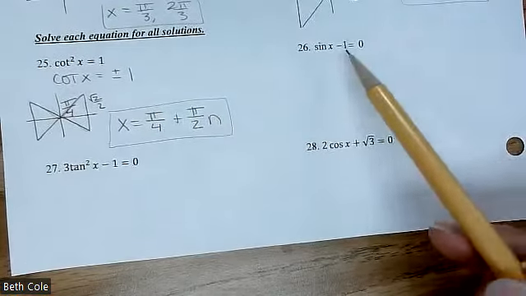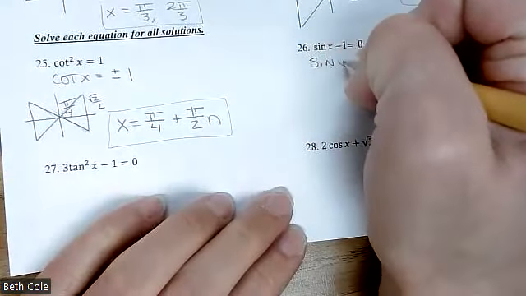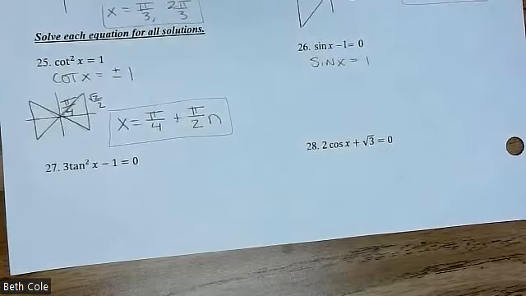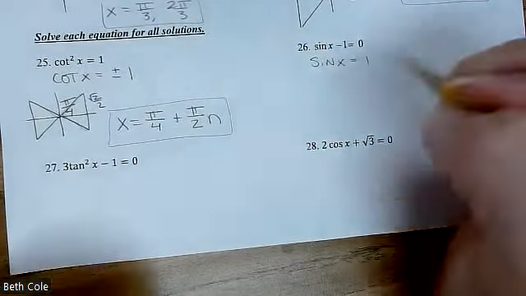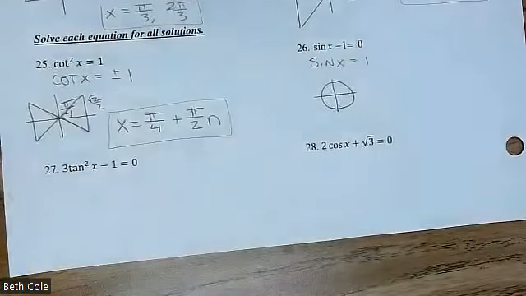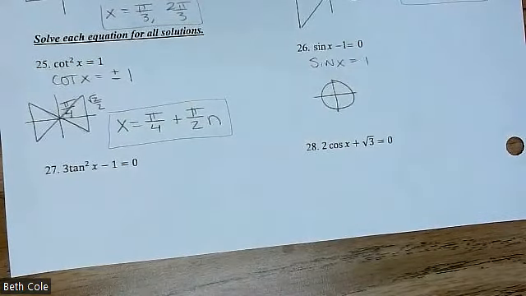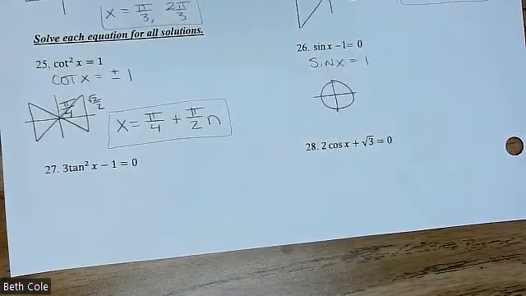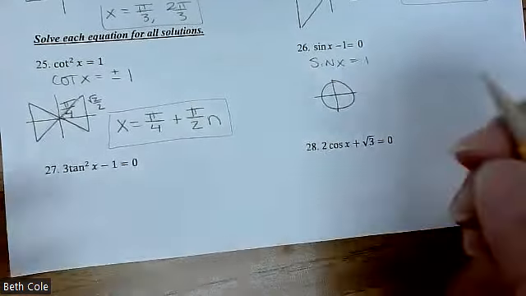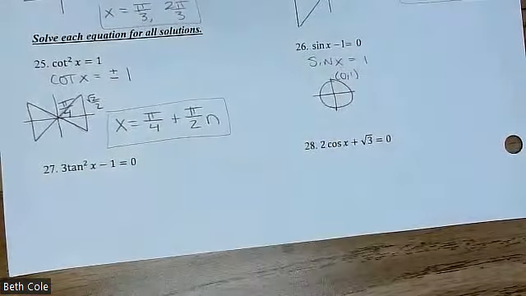All right. So for this one, you're going to add 1. And that will not be a triangle. That'll be a circle. There's only one place where that's going to be true. Where is the y value 1? Up. Thanks for going with my vocabulary of that.